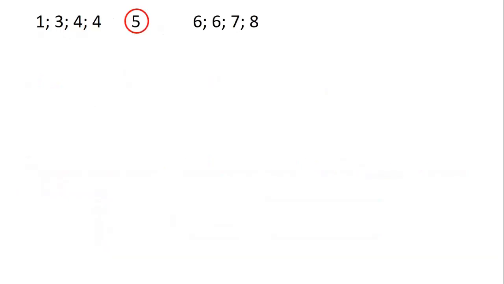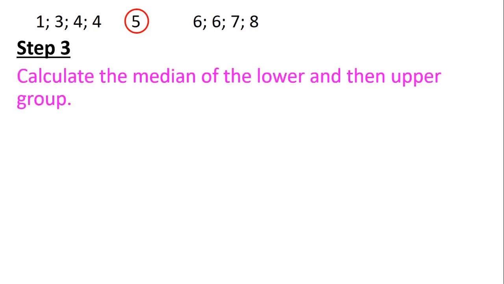Step 3. There's my information again. Calculate the median of the lower and then the upper group. So my lower group I have 1, 3, 4, 4, and my upper group I have 6, 6, 7, and 8. Now, my median for my lower group, hopefully you can see, is between 3 and 4. My median for my upper group is between 6 and 7.